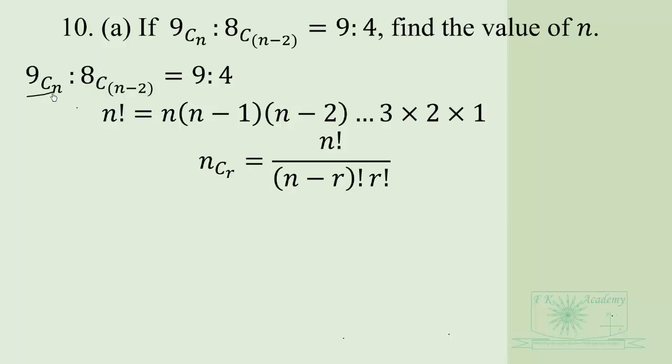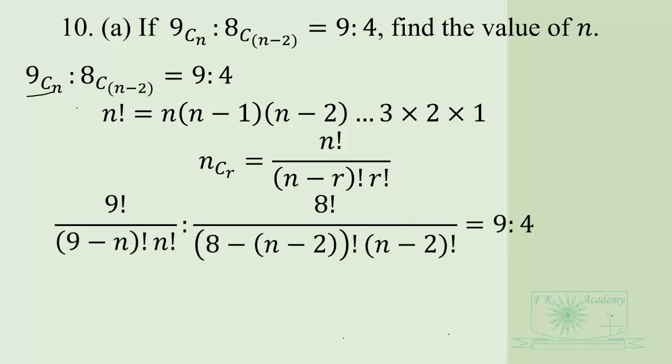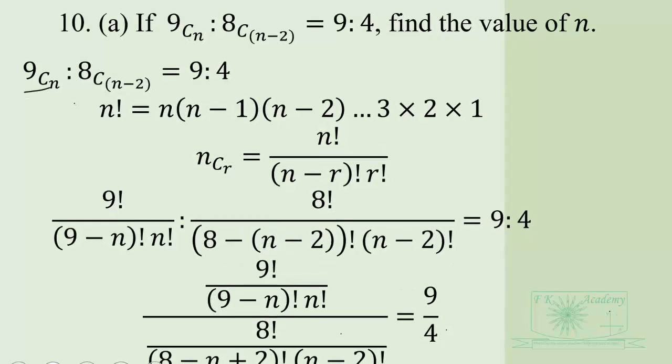So 9 combination n will be equal to 9 factorial over 9 minus n factorial n factorial. Then also 8 combination n minus 2 will be 8 factorial over 8 minus n minus 2 factorial n minus 2 factorial is equal to 9 is to 4. Then what we're going to do next is to simplify. So you recall that the ratio sign here implies division.